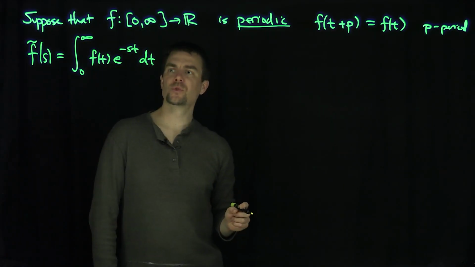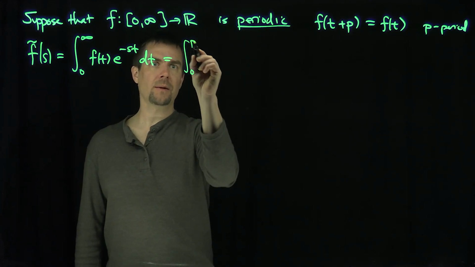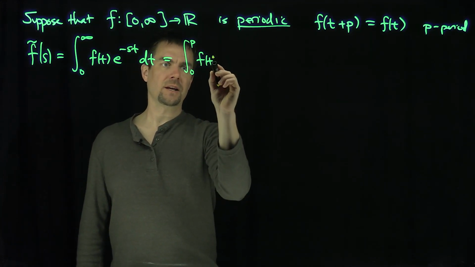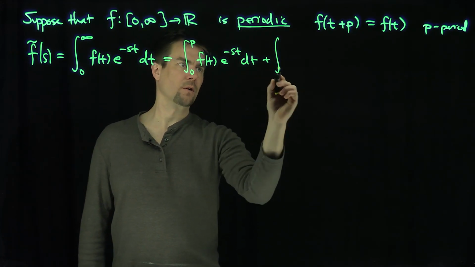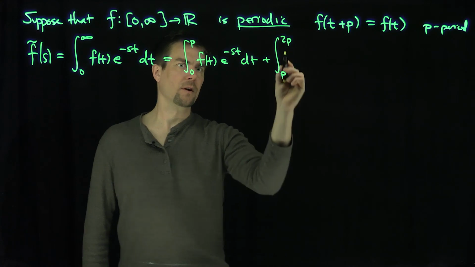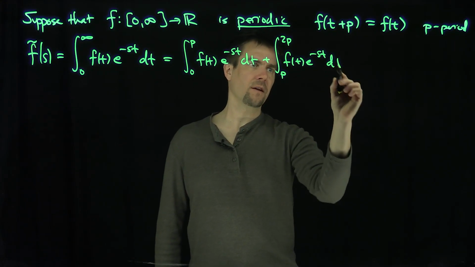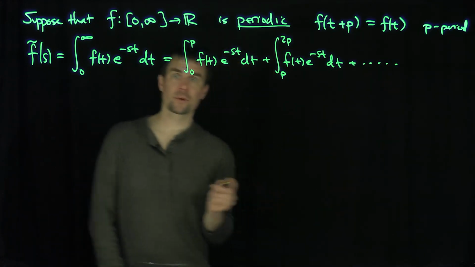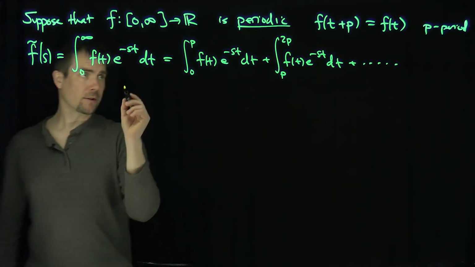Okay? And so what I'm going to do now is write this integral many times. I'm going to write this as the integral from 0 to p of f of t e to the negative st dt plus the integral from p to 2p of f of t e to the negative st dt, and so on forever, right? So I'm going to integrate it over the period over and over again. So if I write this as an infinite series, what is this?